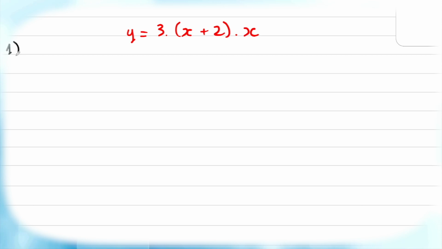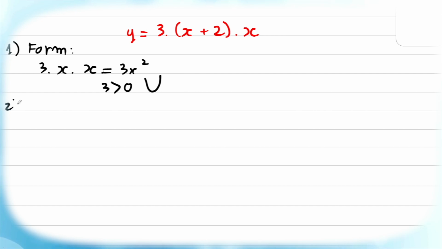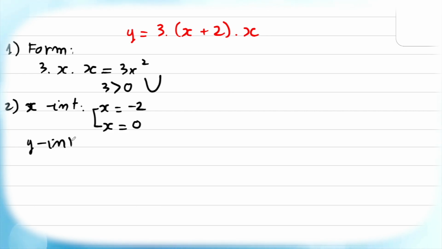Okay, one more time, stop the video now, work on it by yourself, and then compare to my solution. About the form here, you got 3x, it means 3x squared. So 3 greater than 0, we have the form here will be a smile. About the x-intercepts, it means x equal to -2 and x equal to 0. About the y-intercept, x equal to 0, substitute here for y. You got this one is 3 times 2 equal to 6.